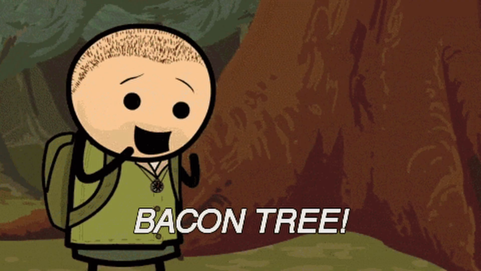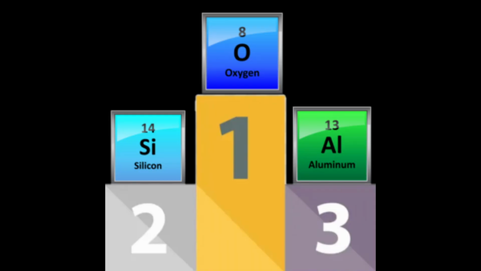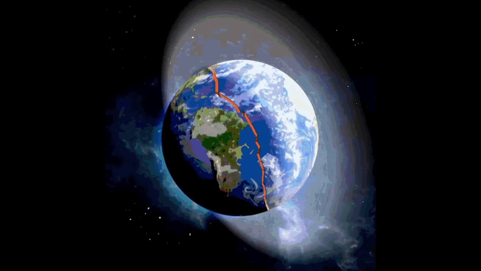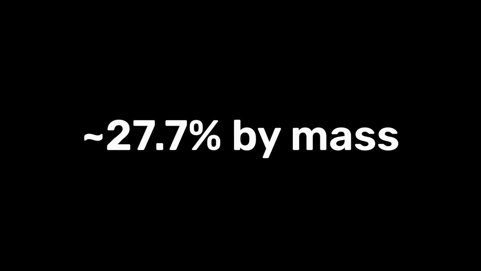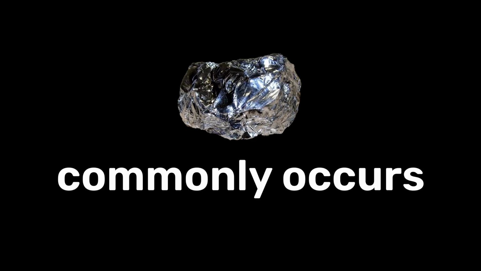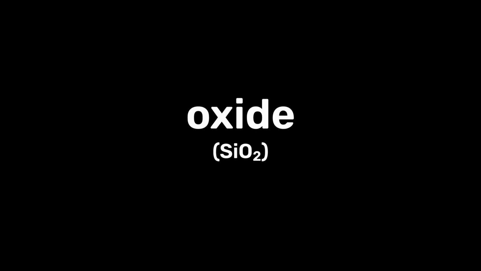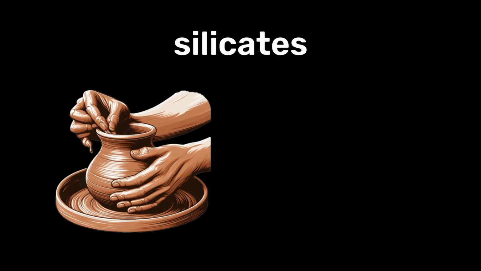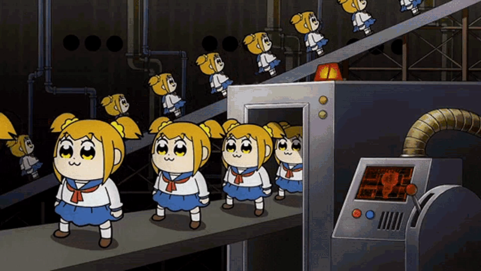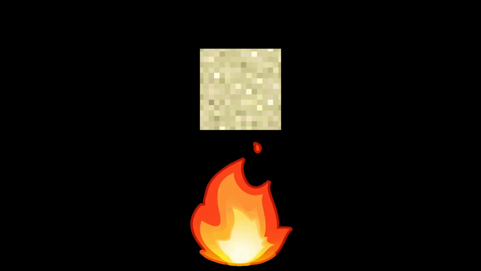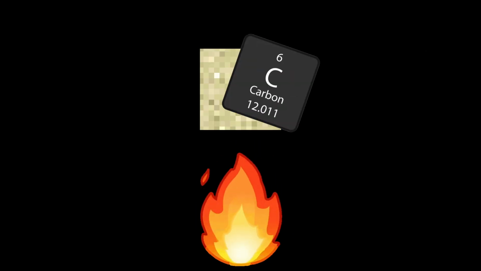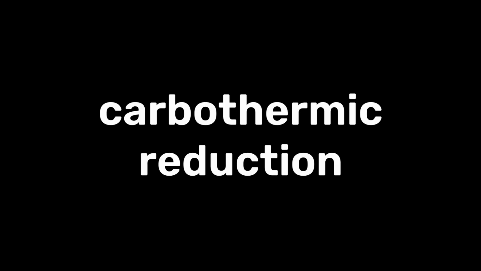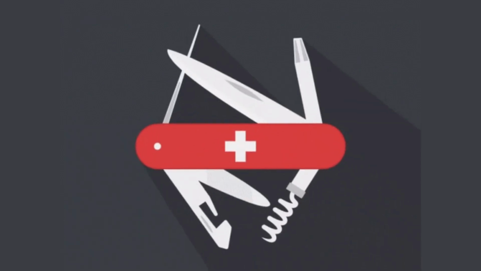While silicon doesn't occur on its own in nature, it is actually the second most abundant element in the Earth's crust, making up about 27.7% by mass. Silicon commonly occurs as either an oxide, found in materials like sand, quartz, amethyst, and flint, or as silicates, found in substances such as clay and granite. Commercially, pure silicon is produced by heating quartz sand to high temperatures with carbon to remove the oxygen, in a process called carbothermic reduction. Silicon is one of the most useful elements.